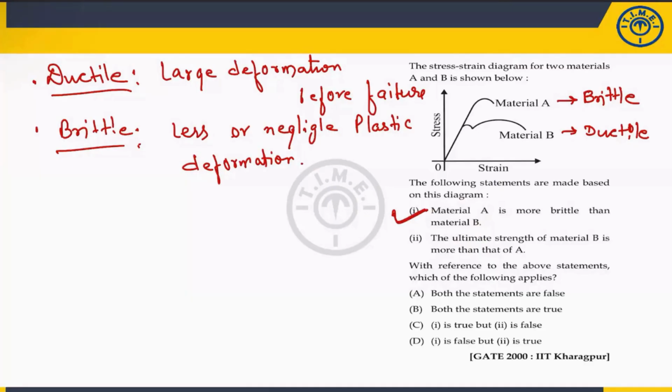Now the second statement is: the ultimate strength of B is more than A. What is the ultimate strength? Just now I have discussed. Ultimate strength means maximum value of stress. Can you see here? The maximum value of stress for A is this much, and the maximum value of stress for B is this much. So is this statement correct? The ultimate strength of B is more than that of A. Can you please tell me, is the second statement correct or wrong?